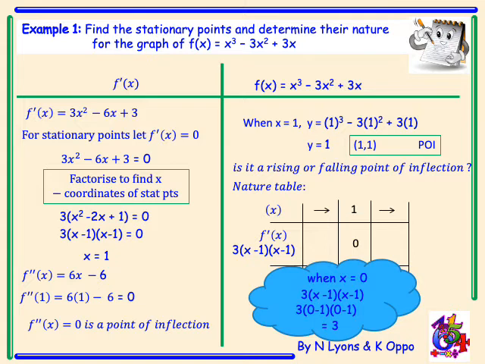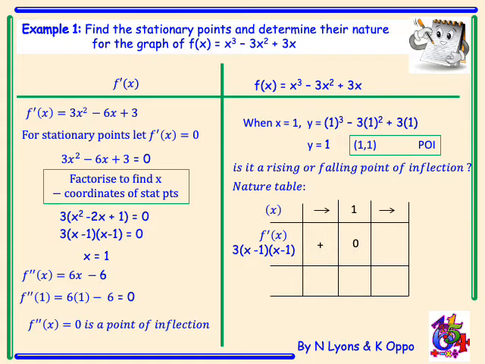So when x is 0, sub that into the derivative, 3 times x minus 1, x minus 1. So that gives me 3 times nothing minus 1 times nothing minus 1. So minus 1 times minus 1 is 1, times 3 is 3. And that's positive. I don't really need to know the value, I just want to know, is it positive or is it negative? So it's positive, and I can put that into the nature table.